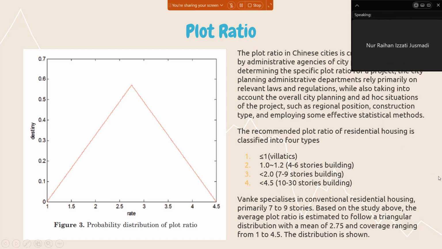Vanke specialized in conventional residential housing, primarily 7 to 9 stories. Based on the study above, the average plot ratio is estimated to follow a triangular distribution with a mean of 2.75 and coverage ranging from 1 to 4.5. The distribution is shown in the figure.